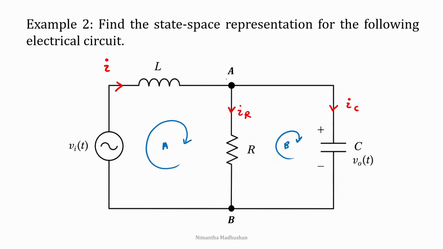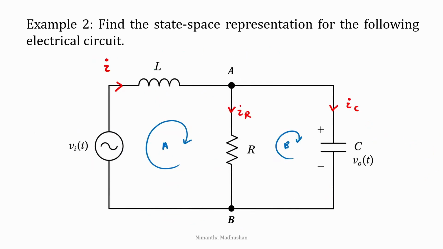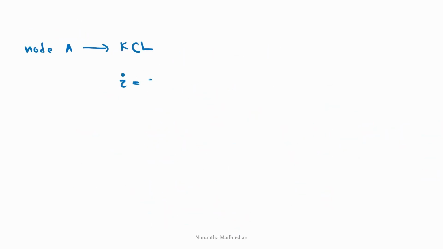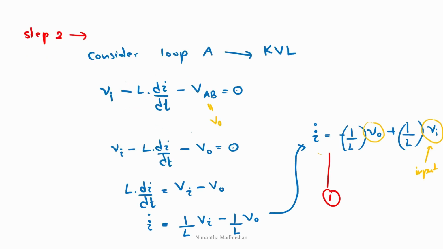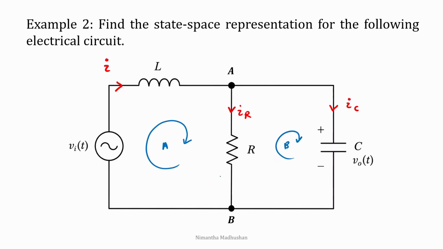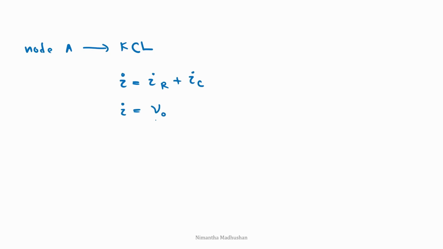For that one, I consider this node A, and I will apply KCL to that node. For this node, incoming current is I, and the outgoing currents are IR and IC. I is equal to IR plus IC. I will write for the IR, we can rewrite it from known terms. IR is current flowing through the resistor, and it can be written as voltage over impedance. Voltage is Vout, and the impedance is R.